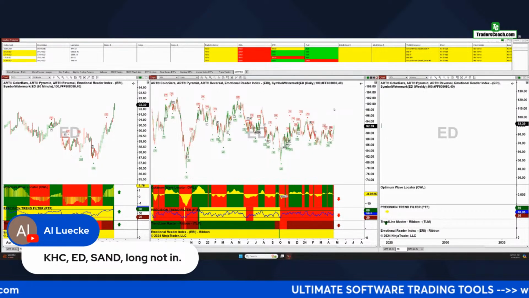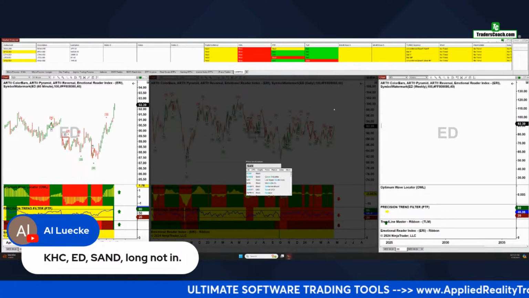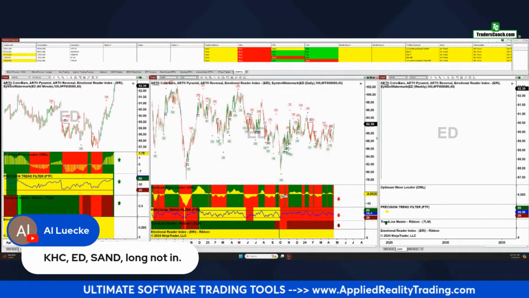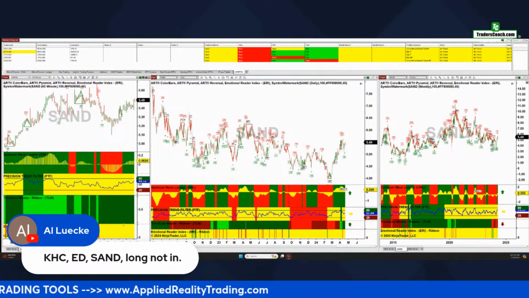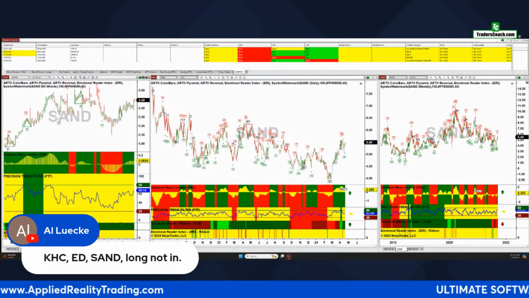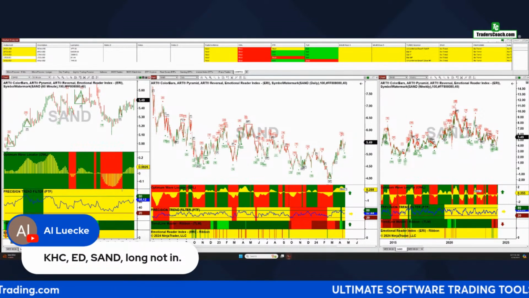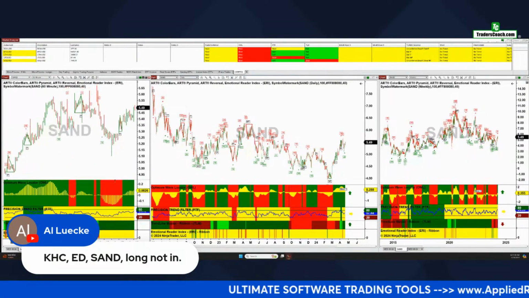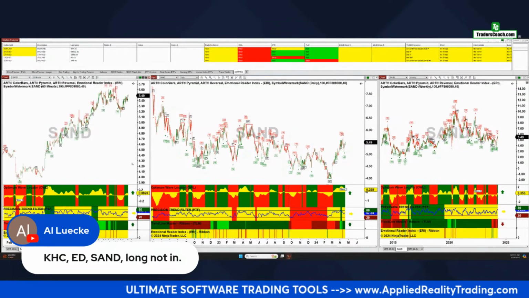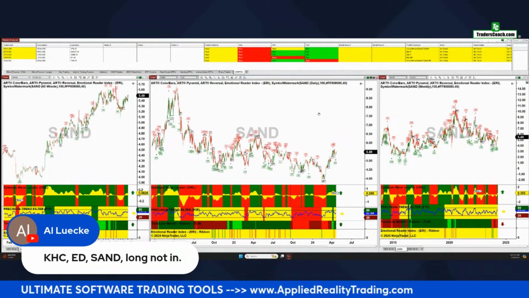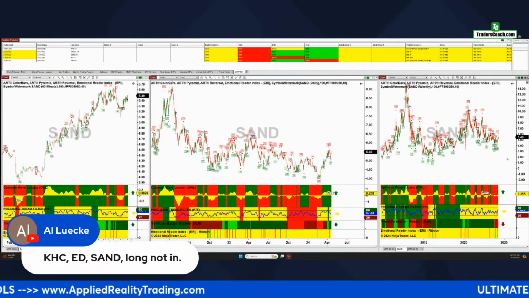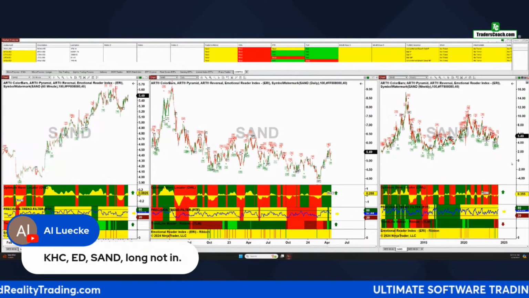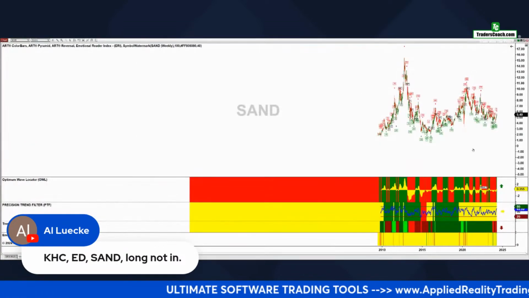Not on that one. Let's take a look at SAND, S-A-N-D. Well, this one is interesting. Let's see what we got cooking here. Let me just reset these so we've got more prices to look at. Again, it probably would have been better a little earlier. My next question is going to be, where is it going? What's the target? Let's open up the weekly and see if we can figure out a target.